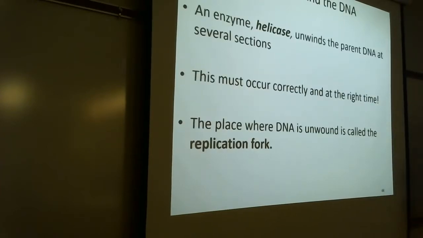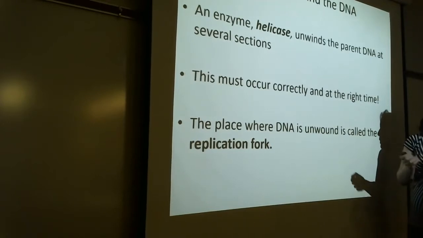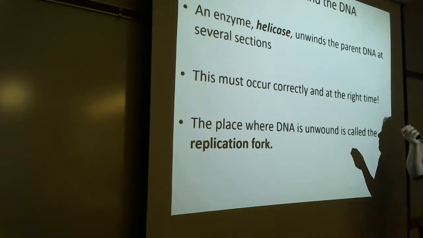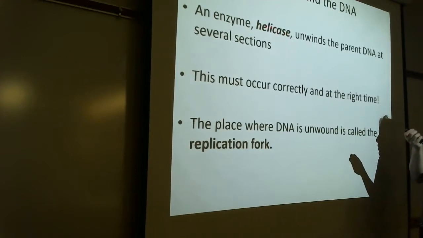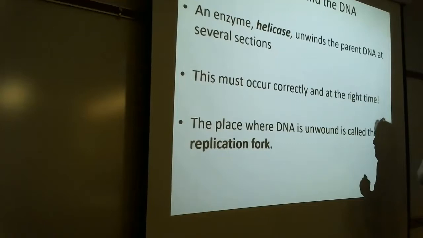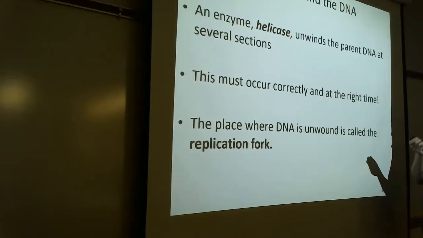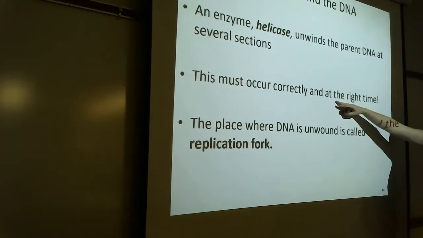So let's talk about some of those proteins that are involved. What protein unwinds DNA? We call that helicase. Remember I mentioned when we were talking about cellulose last week, I said you don't have cellulase, right? The -ase suffix is something we see a lot with proteins. So helicase, and an enzyme is the same thing as protein. Okay? The protein called helicase unwinds the DNA. Okay, you've got to do it correctly.